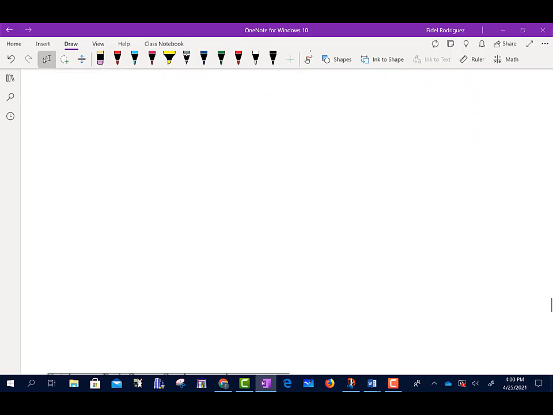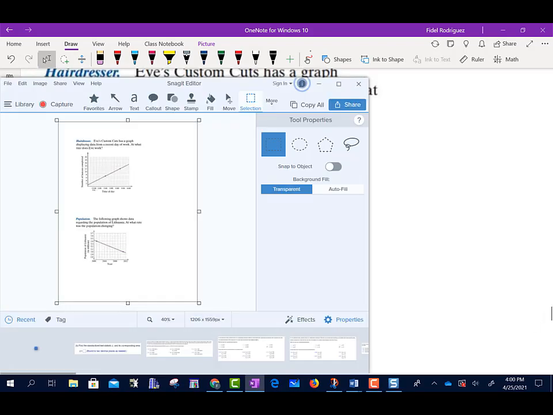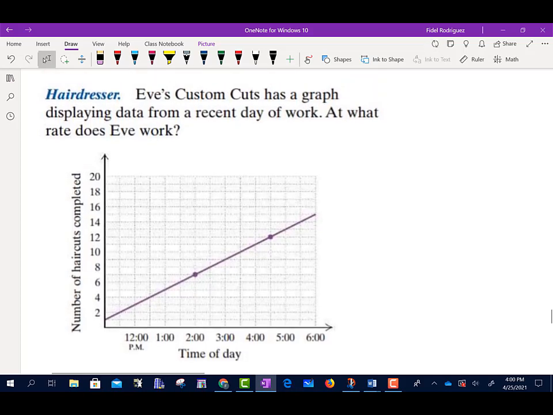So let me scroll to the next one. We're going to go about the same way. Let me zoom in. There we go. It says, hairdresser. Eve's Custom Cuts has a graph displaying data from a recent day of work. At what rate does Eve work?